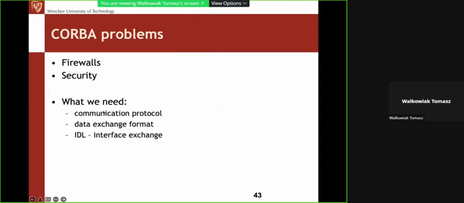What else do we always need? Some communication protocol, some data exchange format, and some interface exchange, especially the last one is needed for compiled languages. And CORBA has a solution to that problem. But there were problems because of timing, because of the late 90s.